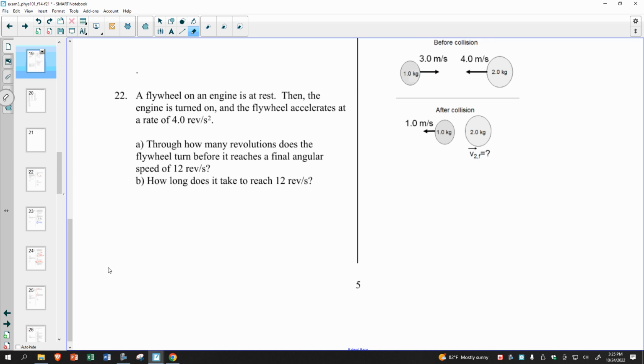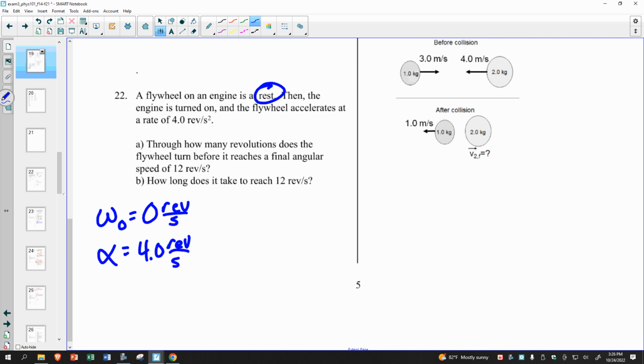All right, so flywheel on an engine is at rest. That tells us something about this problem. It tells us that omega naught is equal to 0. I'm going to go ahead and do all my units in revolutions per second because I see that everything else is in revolutions per second. Then it accelerates at 4 revolutions per second squared. And I ask how many revolutions, that is, what is theta equal to, for it to reach a final angular speed of 12 revolutions per second.